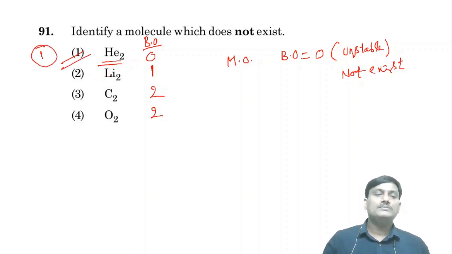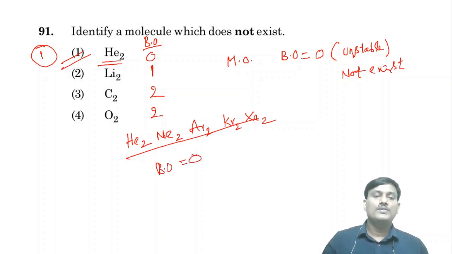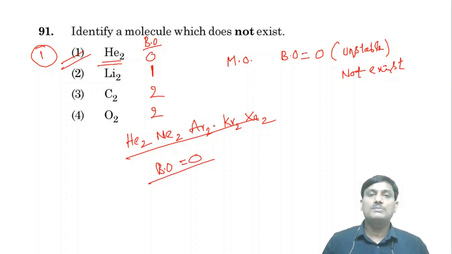If you take any inert gas element, suppose He2, Ne2, Ar2, Kr2 and Xe2, the diatomic molecules of any inert gas element, for all these, the bond order is 0. So these molecules are highly unstable. These molecules do not exist.